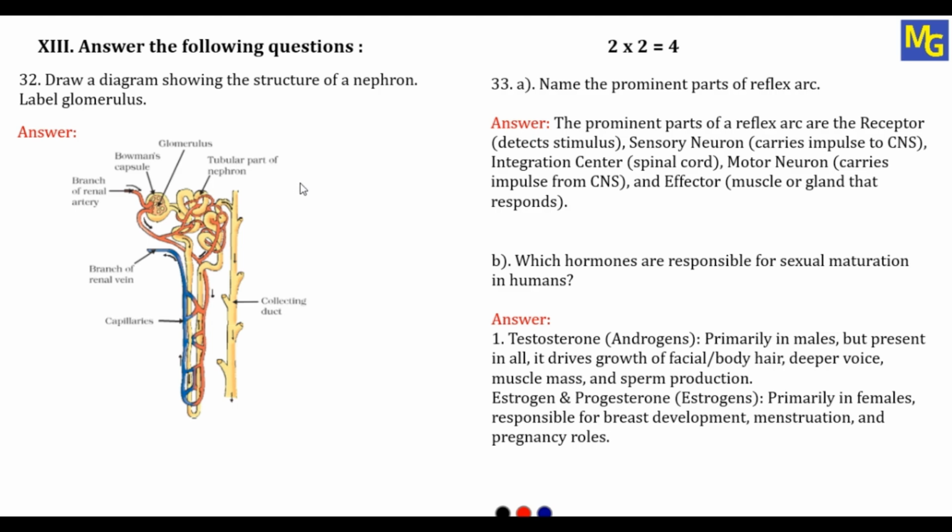So first, we should draw a Bowman's capsule like this. Like this we should draw a Bowman's capsule, and one capillary will go inside, which is called the renal artery, and the other one, the renal vein, will come outside. I will draw with the blue color like this, and inside this Bowman's capsule we should draw circles, and this is nothing but the glomerulus which is here.